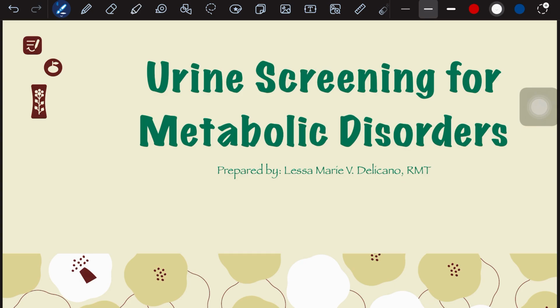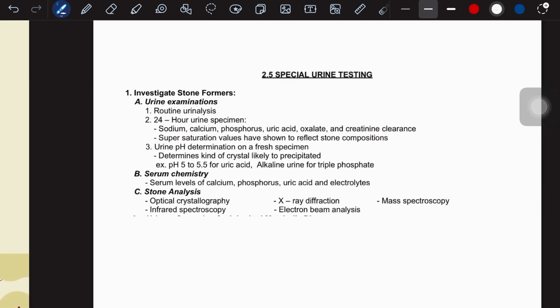For this lecture, we will be discussing urinary screening for metabolic disorders. Before we start, please get your CM compilation manual, have your ballpens with you, your presence of mind, and please turn it to page 57. If you are there already, it's time to start.